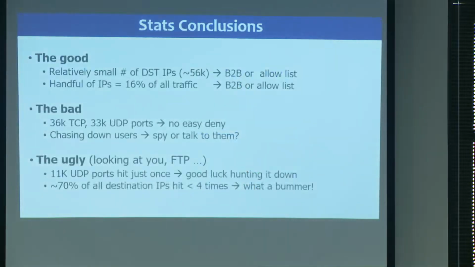Some conclusions on the statistics. We do have the good, the bad, and the ugly. The good is relatively small number of IPs. The bad is that we hit half of the ports, so there will be no easy deny. And the ugly, of course, that's the FTP, right? Because it's just horrible protocol. But also those 11,000 UDP ports that were hit just once. I just hope that it's one source IP that's responsible, right? Because I can find it. Otherwise, good luck chasing that down.